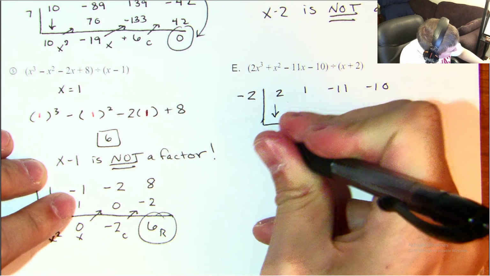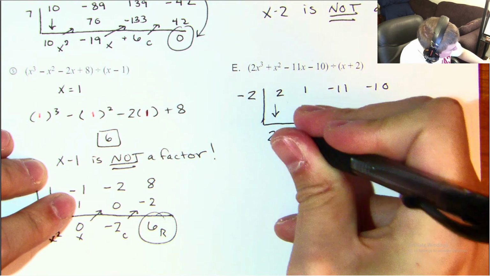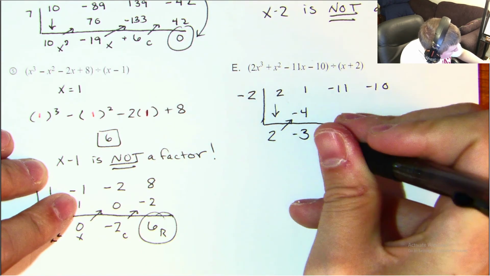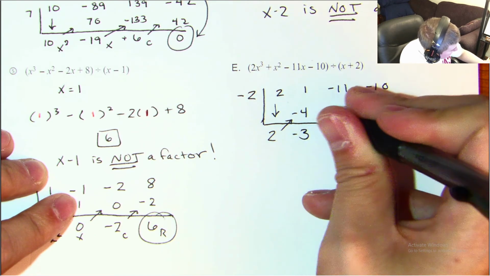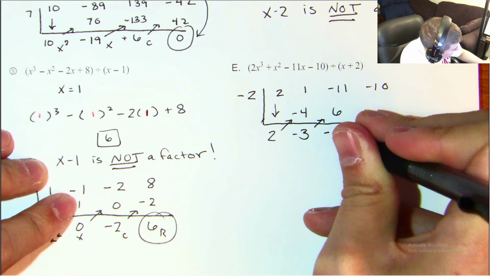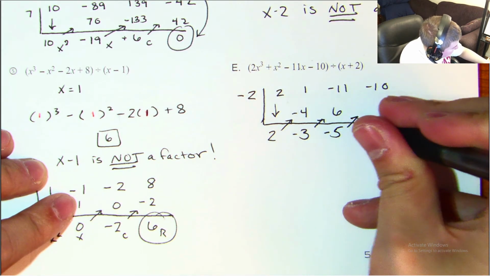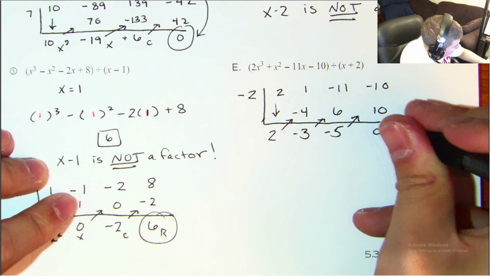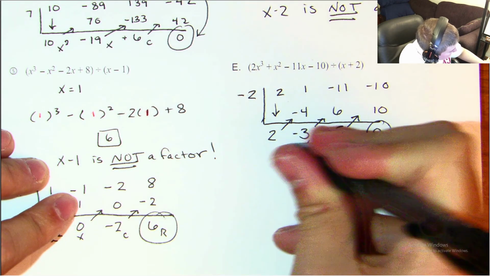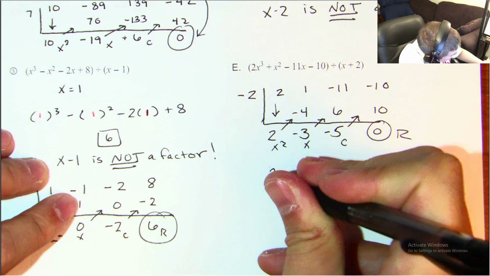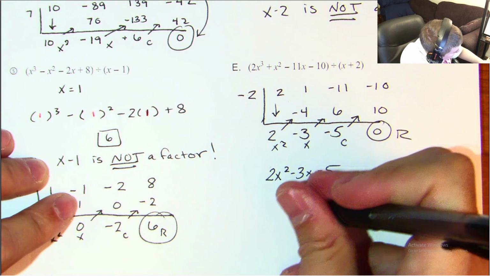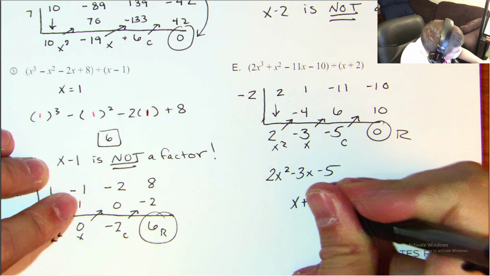Okay, I'm going to drop my 2. Negative 2 times 2 is negative 4. 1 plus negative 4 is negative 3. Negative 2 times negative 3 is 6. And this here is negative 5. Negative 2 times negative 5 is 10. 10 and negative 10 is 0. This is my remainder. Okay, so this factors into 2x squared minus 3x minus 5. Okay, meaning that x plus 2 is a factor.